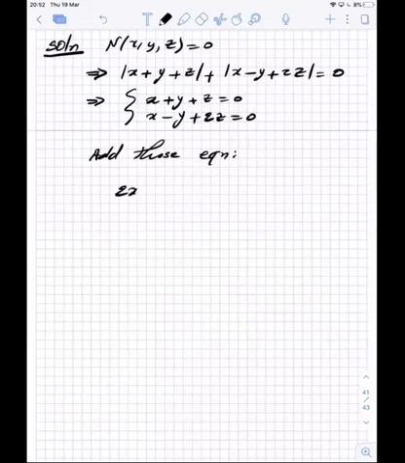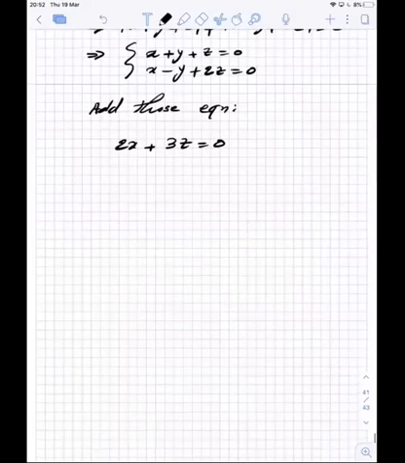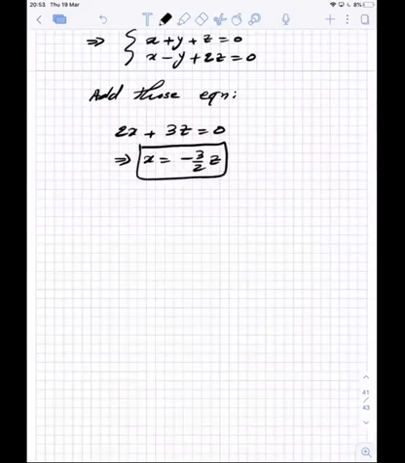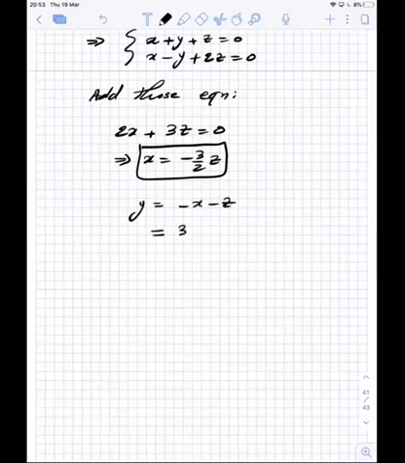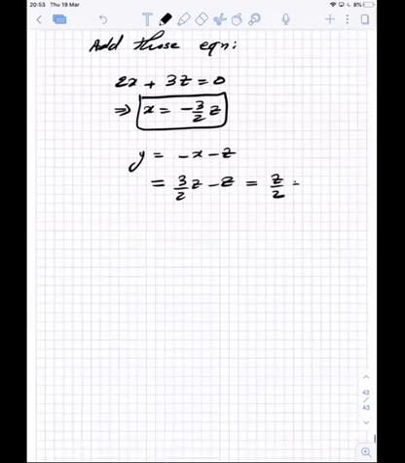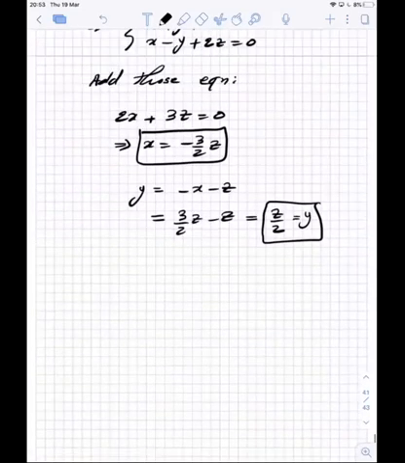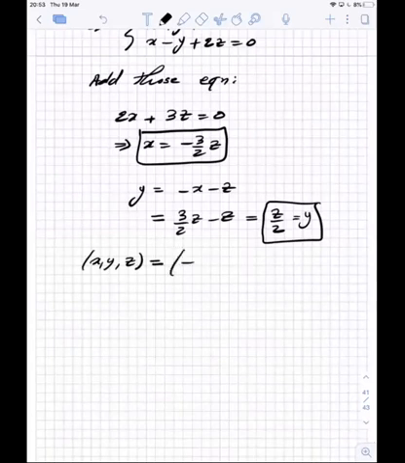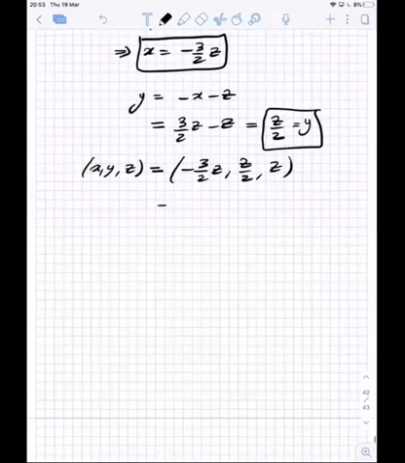When you add them, you get 2x plus 3z equals 0, which gives that x equals minus 3 over 2 z. This is x. As for y, if we want to find it, y is minus x minus z, so it equals 3 over 2 z minus z, meaning z over 2. This is for y. And x we keep as is, and z we keep as it is. So the set of solutions of the above system is of the form minus 3 over 2 z, y is z over 2, and this is z. So this can be written as z times the vector minus 3 over 2, 1 over 2, 1.